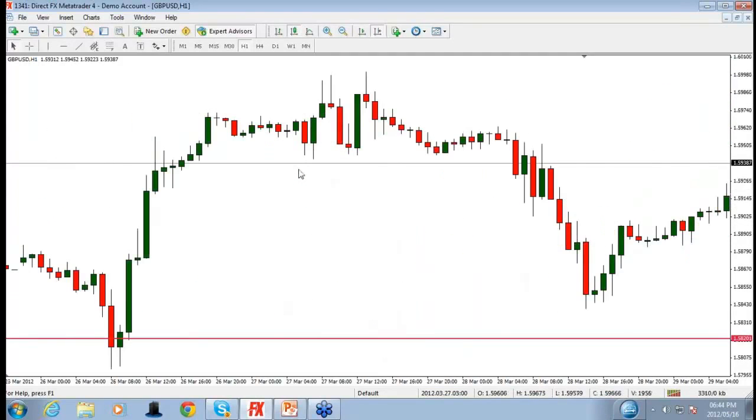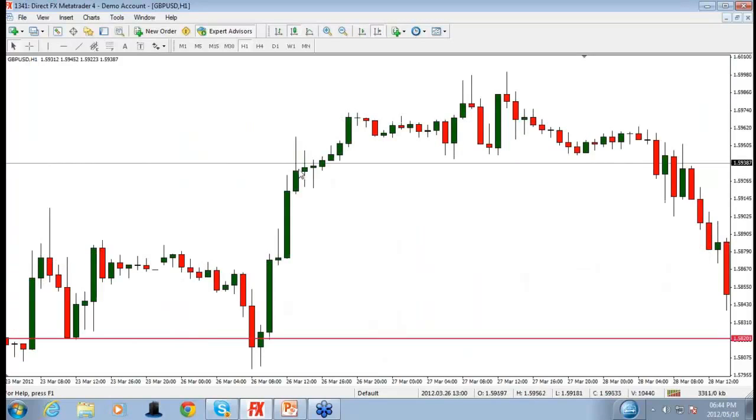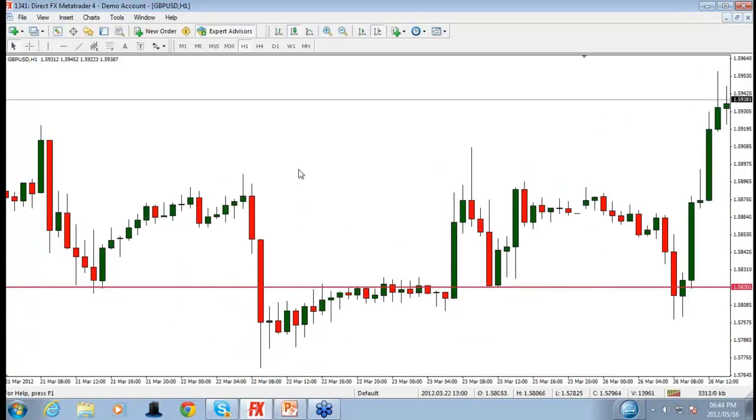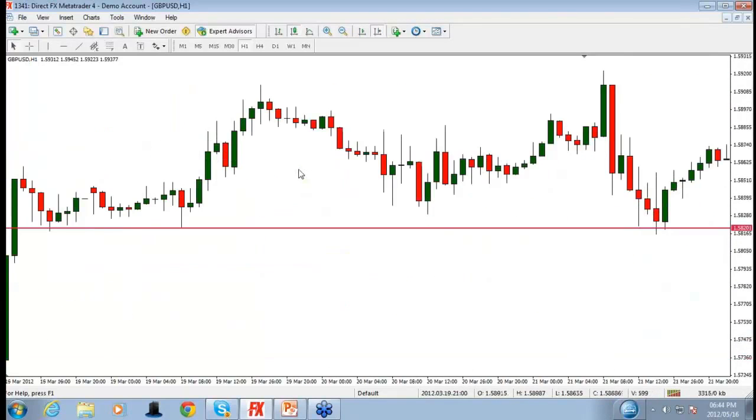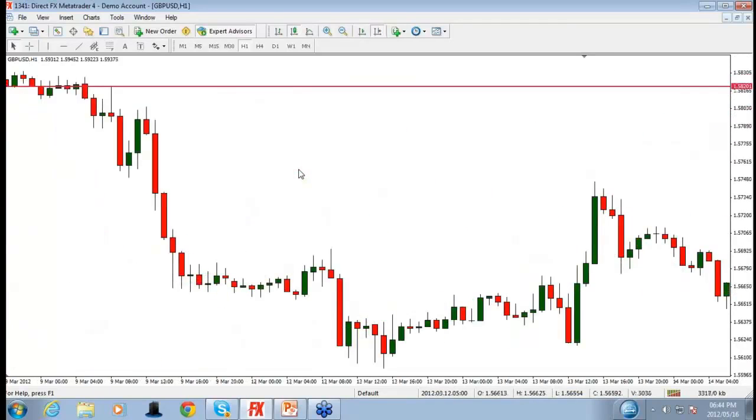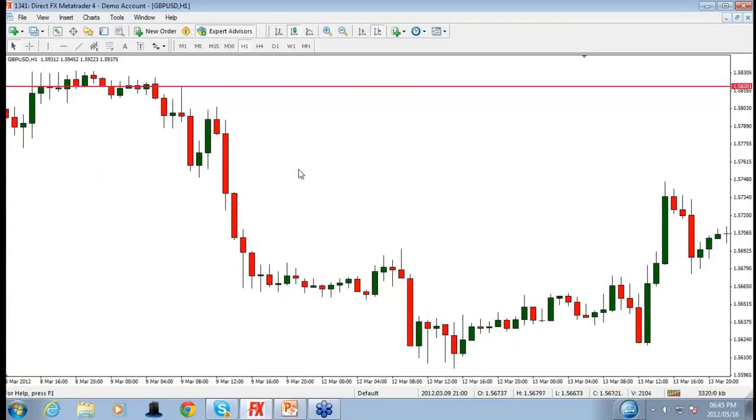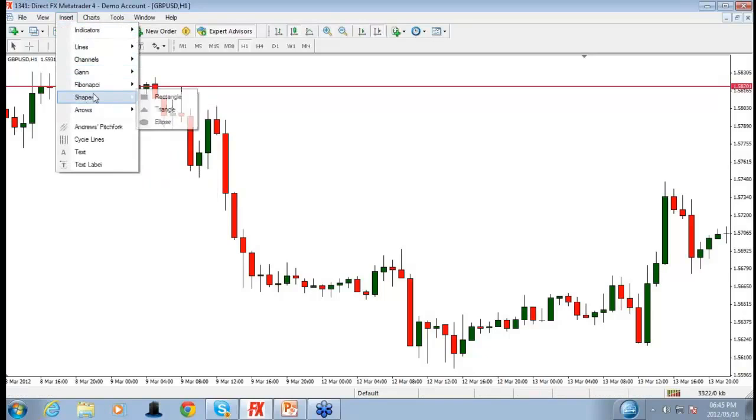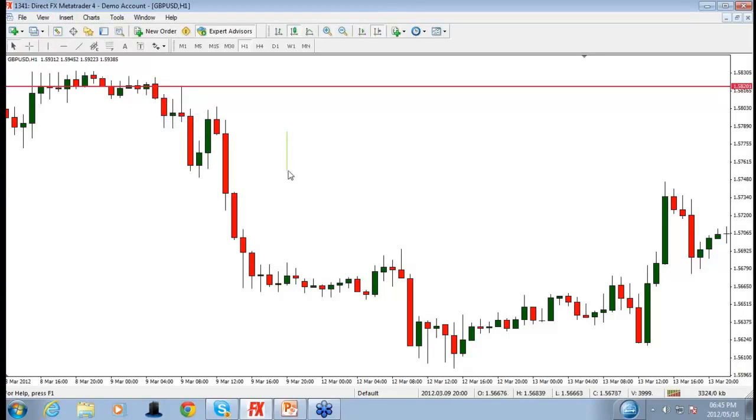And don't worry, when you start learning the system, your eye will get a lot of practice, and you will easily start seeing the pin bars as you go on. So I'm just going to try to get a nice trend for us so that I can show you in a nice trend. Okay, here I found one, and I'm going to mark it for you. Let's look at this one. There's a nice pin bar.